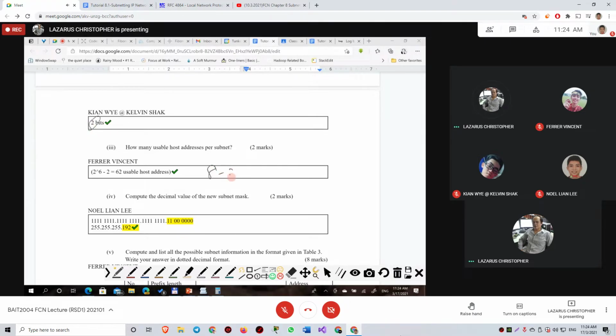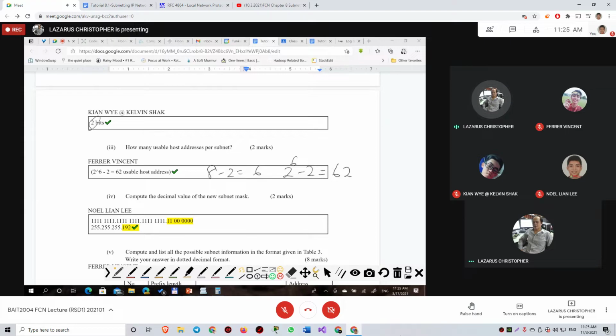2 bits give you 6. So 6 bits left for host. So the formula for usable is 2 power 6, that's 64, minus 2, so 62 usable host addresses.